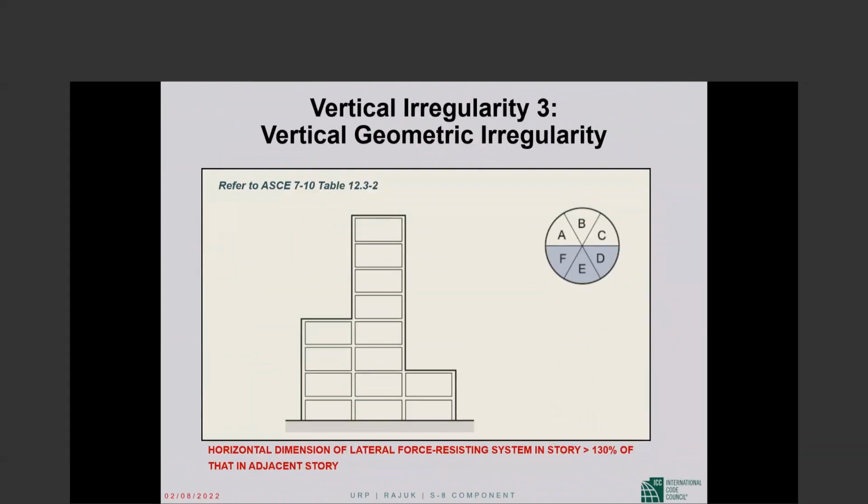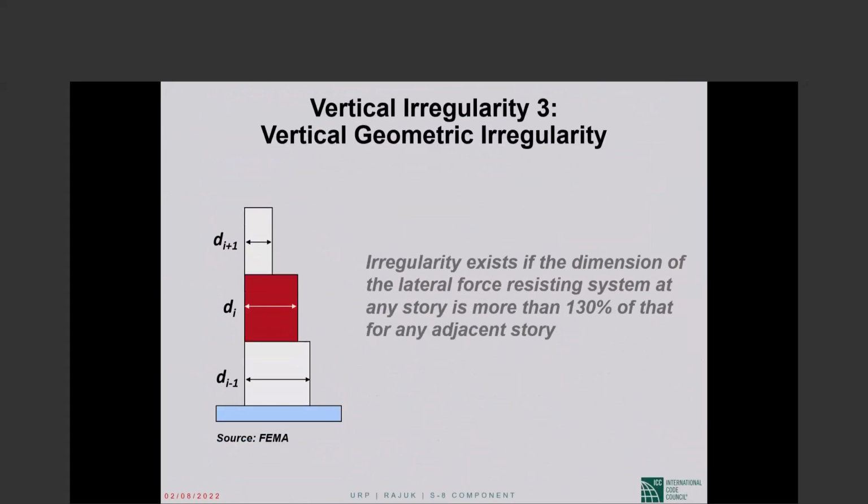Vertical type 3, vertical geometric irregularity. Horizontal dimension of lateral force resisting system, not the building plan, the lateral force resisting system, that is important. So horizontal dimension of lateral force resisting system in a story is larger than 130% of that in an adjacent story. So if this is more than 130% of that, then vertical type 3 will be triggered. This is PIMA's rendition. Okay, same thing.